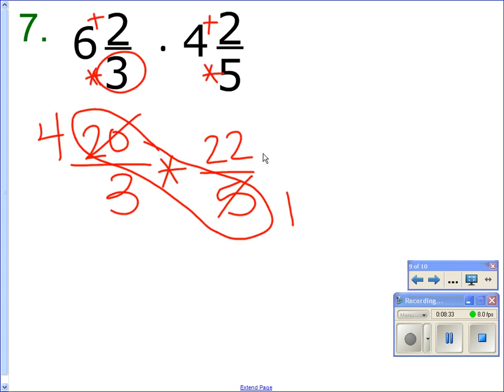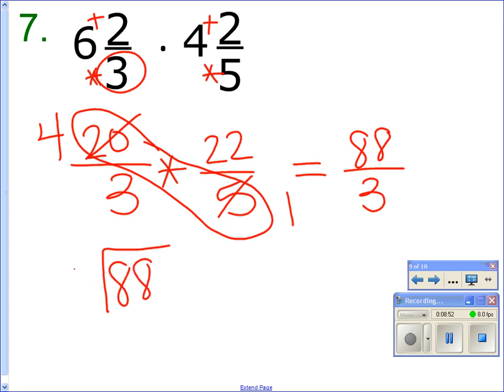Okay, can 3 and 22 be simplified? No, they cannot, so we're just going to leave it. 4 times 22 is 88 over 3. What is this? This is an improper fraction, so you are going to divide it out to get your mixed number. 88 divided by 3, because top dog goes in the house. 3 goes into 8 2 times. 3 times 2 is 6. 8 minus 6 is 2.